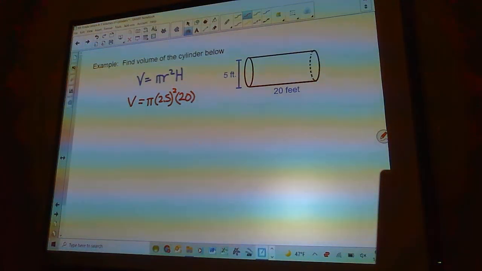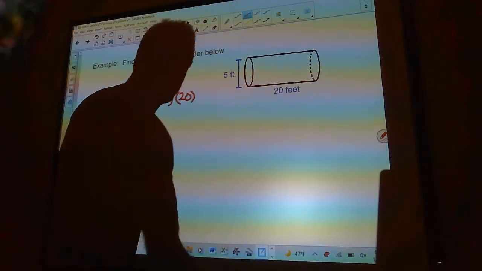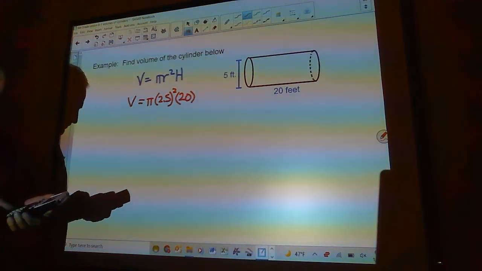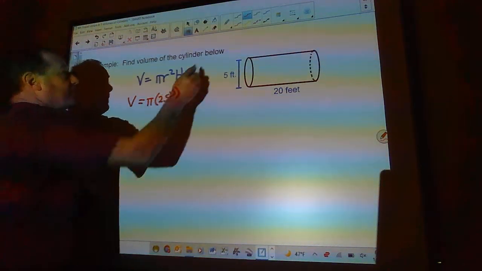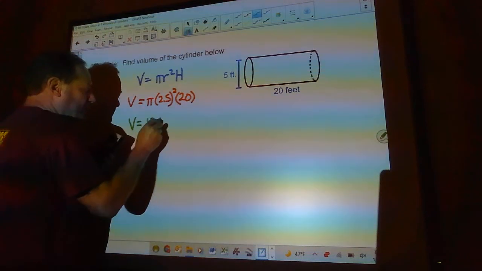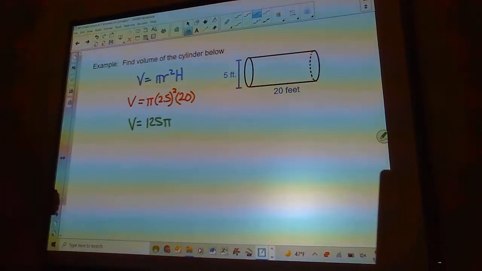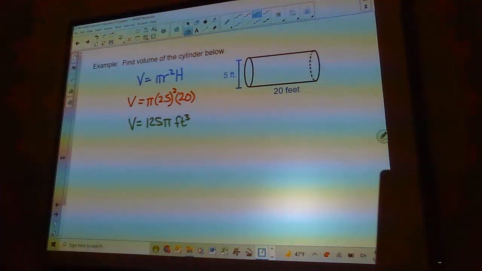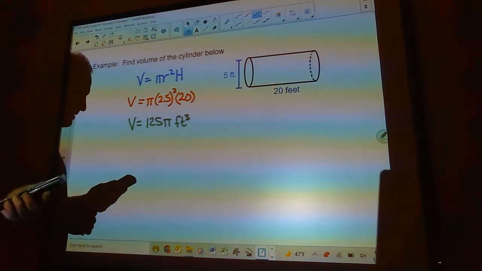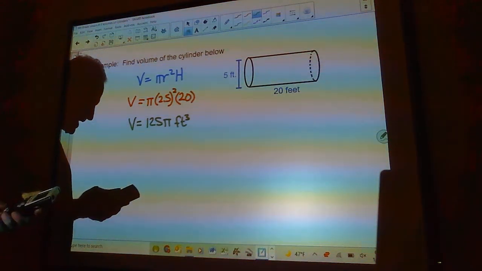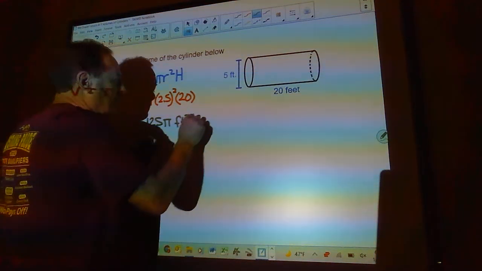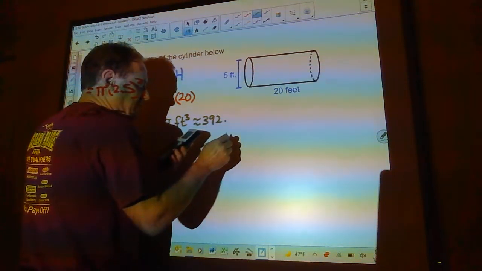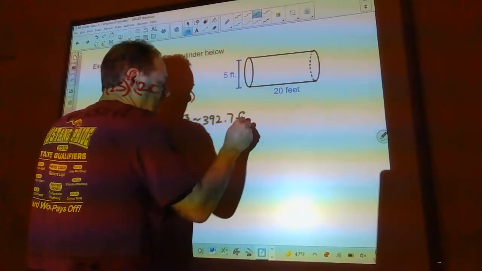So now all set up right now. It should be very easy from here. This is just a calculator question now. So 2.5 squared times 20 comes out to be 125 pi, and this is in cubic feet. And it didn't ask me for an exact answer or a decimal approximation, so I'm going to go ahead and get both anyway. So times pi, that's approximately 392.699, so we'll just say 392.7 cubic feet.